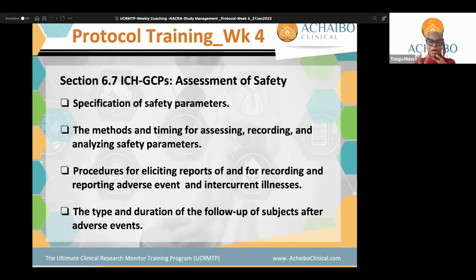And just to recap, we're studying this at the level of my methodology of thinking when I'm looking at a clinical trial protocol. So that's why I'm explaining all of this. And then we also have to define the type and duration of the follow-up of subjects after adverse events. Now it's even become more strict. You have to follow up with patients.